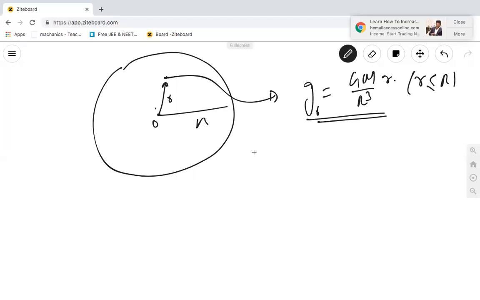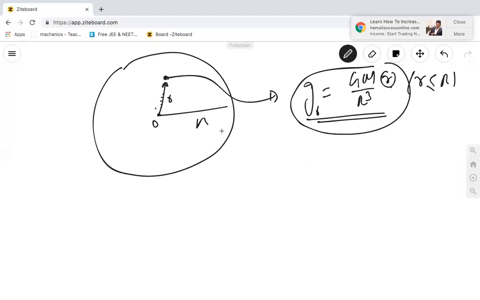Finally, you come to the right answer. Tell me how you know the acceleration due to gravity is 0 here. The radius of the earth is there, but this formula tells you that if small r is 0, then g_r is 0. If you decrease small r, you move toward the center. So in this formula, you put small r equal to 0, then g_r is 0.